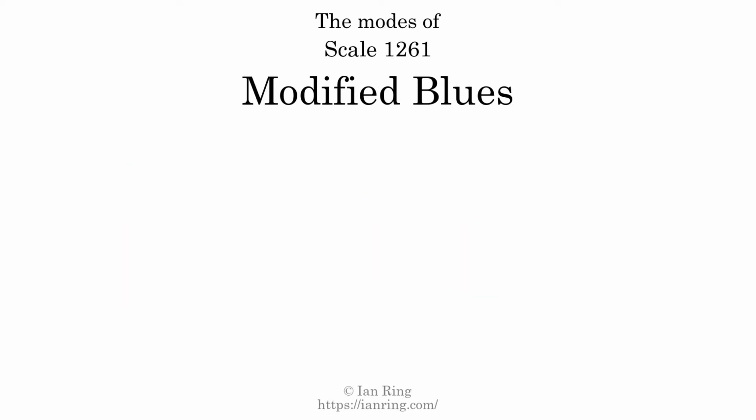This scale has 7 modes. The first mode is itself. The second mode is scale 1339, also known as Kykrian. It sounds like this.